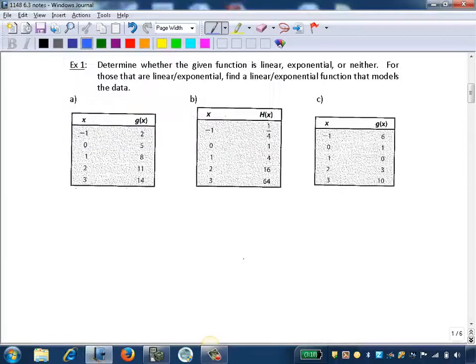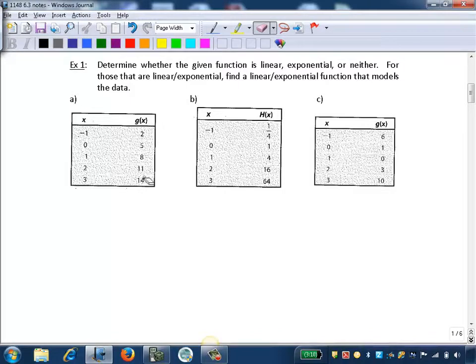In this example, we're asked to determine whether the given functions are linear, exponential, or neither. And then for those that are linear or exponential, we want to find a corresponding function that models that data. So we're given tables of values that you might see in your graphing calculator if you entered a function into your graphing calculator. So let's look at the first one.